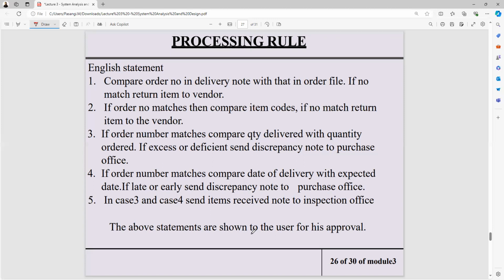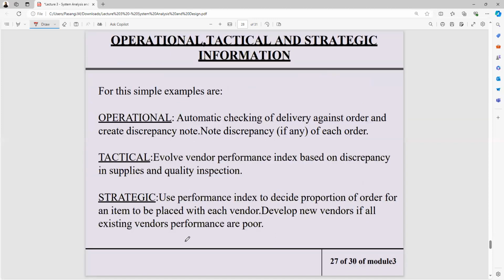If order number matches, compare date of delivery with expected date. Then if late or early, send discrepancy note to purchase office as well. In case 3 and in case 4, send the items received note to inspection office. So according to the given context, these are the processing rules which we need to follow. Context to context, the processing rules might be different. The above statements are shown to the user for his approval as well.